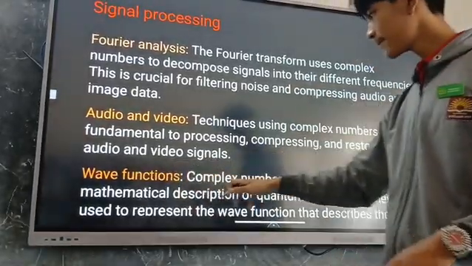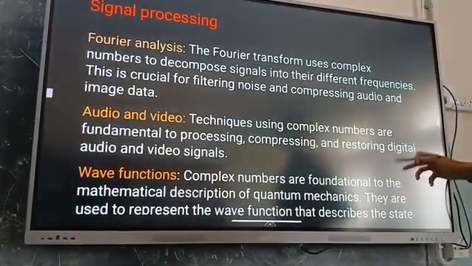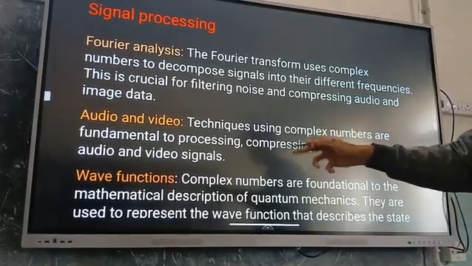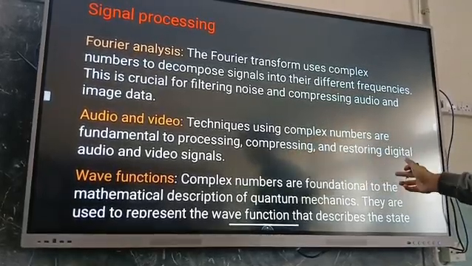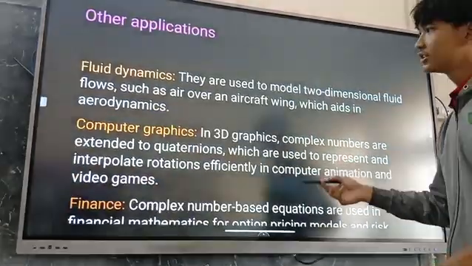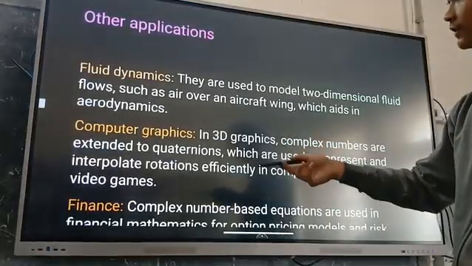Next is wave function. Complex numbers are foundational to the mathematical description of quantum mechanics. They are used to represent the wave functions that describe the state. Other applications are fluid dynamics, computer graphics, and finance.